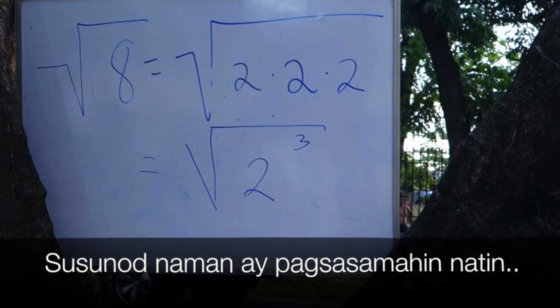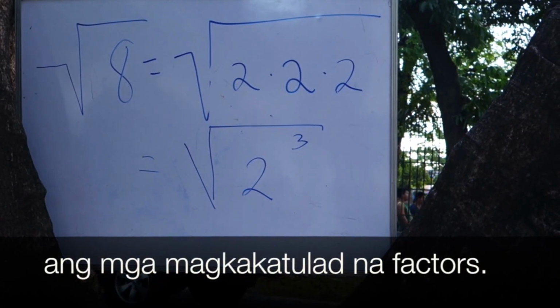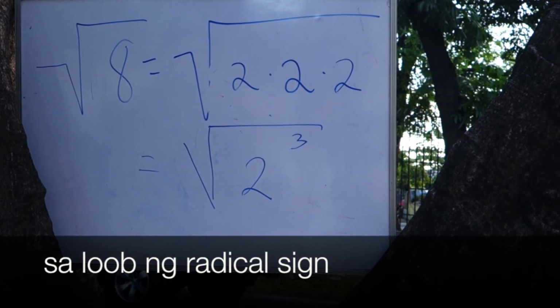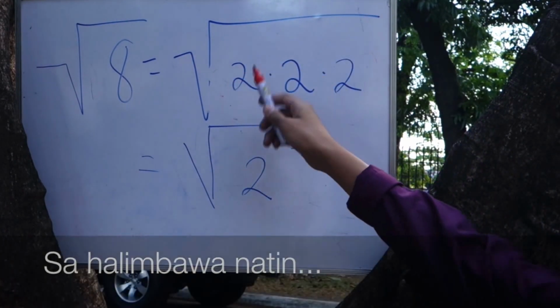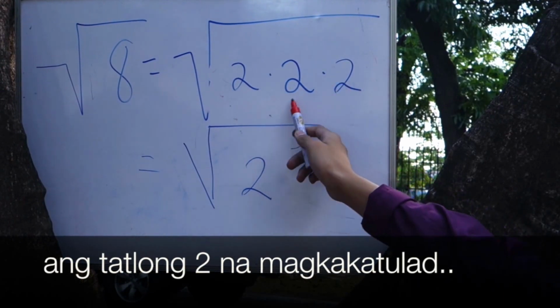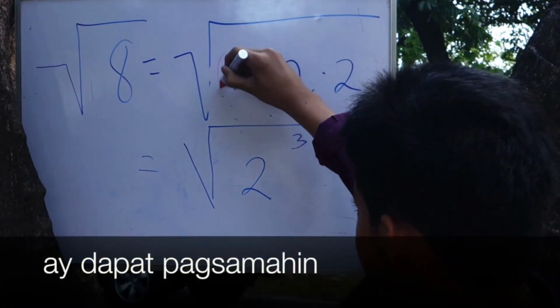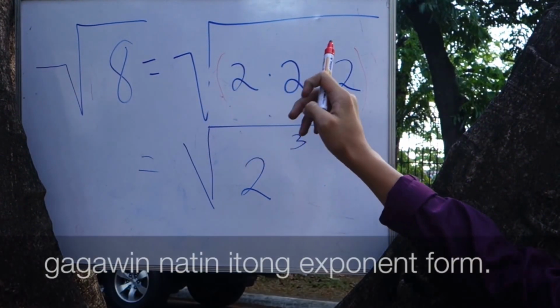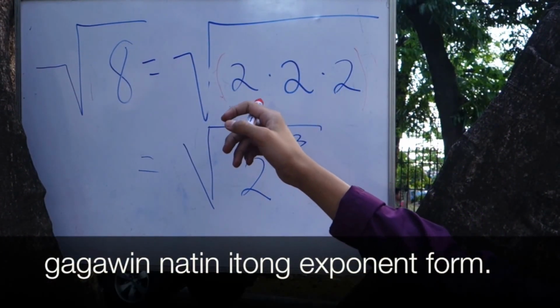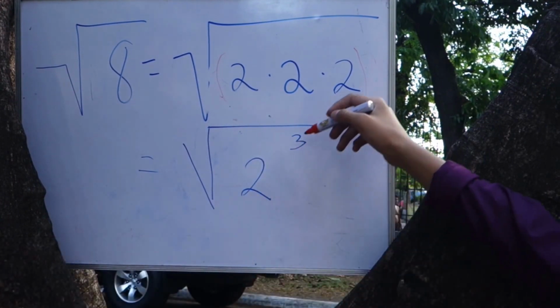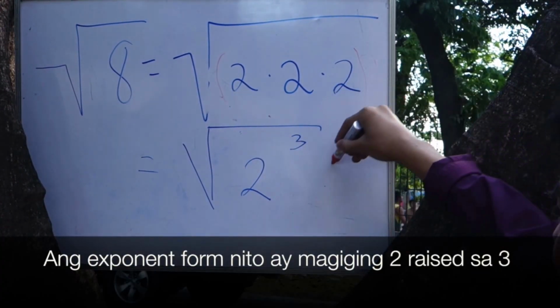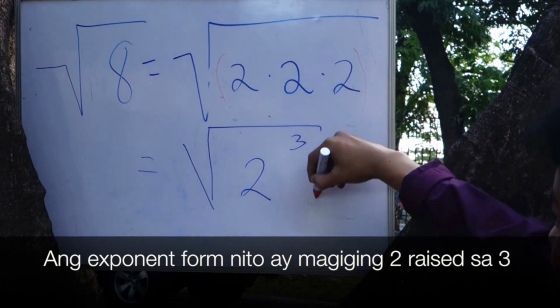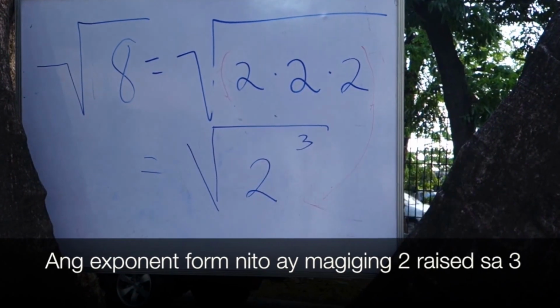The next step is grouping the identical factors inside the radical sign. In this case, the three 2s, which are identical, shall be grouped together. After grouping all of the factors, we will then convert the grouped factors into exponent form. So after converting, we will arrive at 2 cubed.